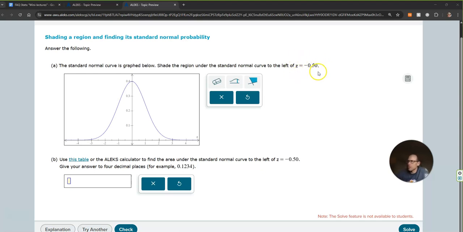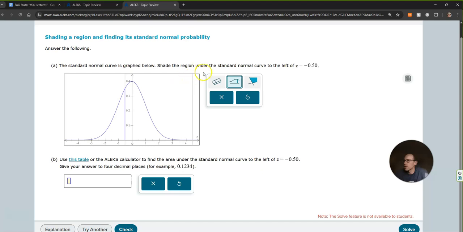Let me just translate what this z represents. Z is the number of standard deviations above the mean in the standard normal. And so if we have a negative, that will always be below the mean. So this is going to be half a standard deviation below the mean. And if we look here at our standard normal, you can see here would be one standard deviation below. So we want to go half below.